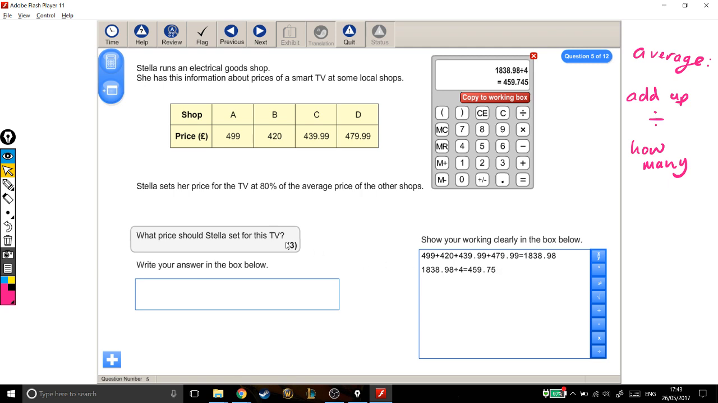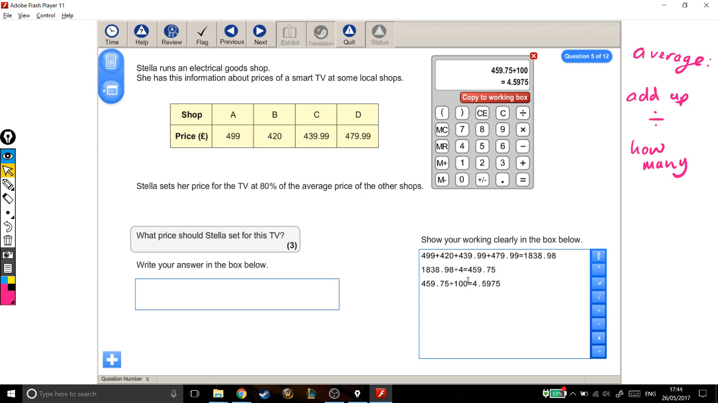Now we're not finished yet because she set her price at 80%, the average price of the other shops. So I need to find 80% of this number. Sorry, just this number. There are different ways of finding percentages. I'm going to choose my personal favourite way, but if you have a different way that gets the same answer, that's probably fine. So I'm going to divide this number, which I've rounded now, £459.75, by 100, because if this is 100%, then dividing by 100 will find me 1%. So I'm not going to round that right now. I'm going to copy that to the working out box as it is.